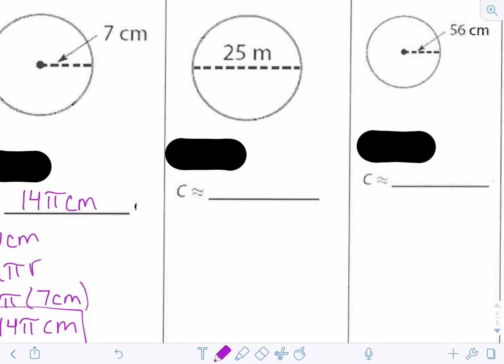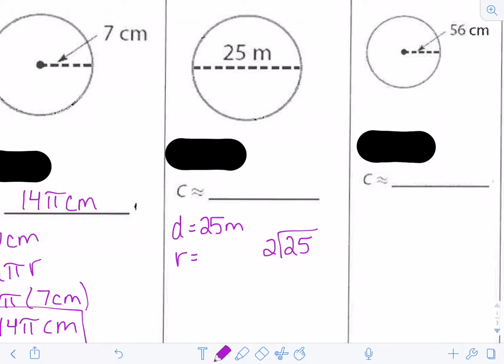Okay, third one. My diameter is 25 meters. So my radius, you cut this in half. What this means is you do 25 divided by 2. If you're not sure how to do this, this is why we did our division, we're going to go ahead and just divide.